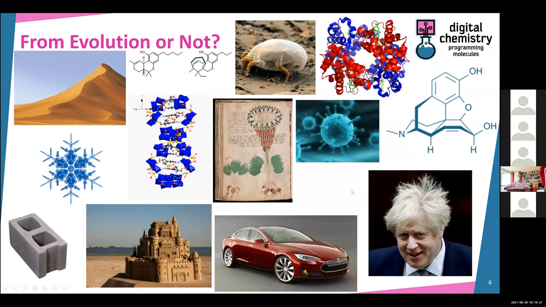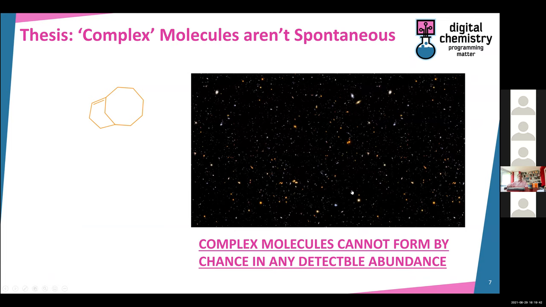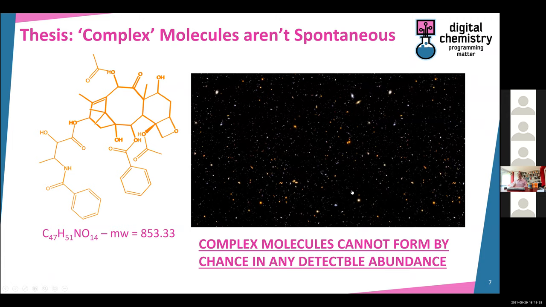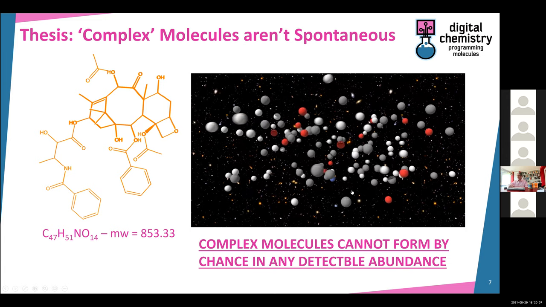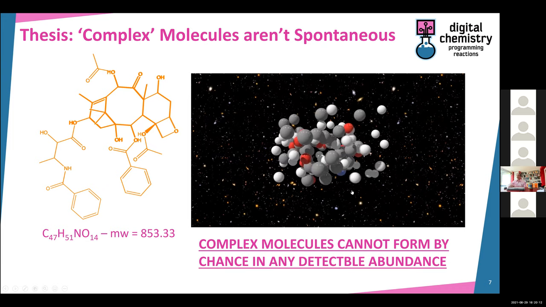Well, the answer is no, and here's why. Complex molecules can't be spontaneous because you need too many parameters to specify their precise requirements. Take this molecule Taxol. It has 47 carbons, 51 hydrogens, 1 nitrogen, 14 oxygens. It has a molecular weight of 853.33. And this molecule is so complex, there are more molecules possible than there are atoms in the universe.